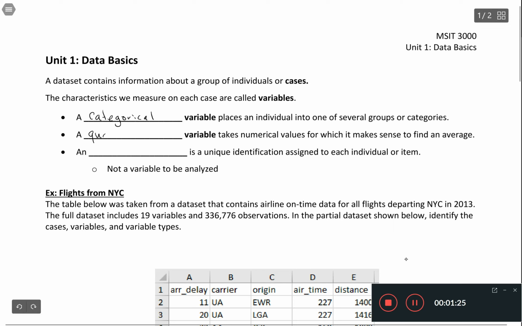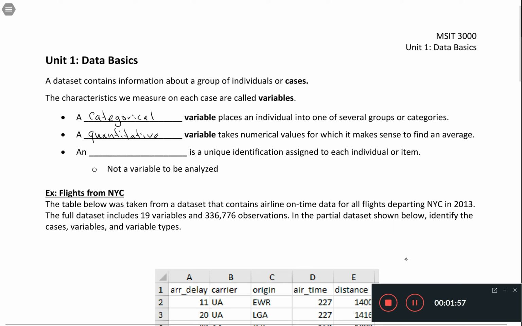A quantitative variable, it's kind of what it sounds like. Every case is going to be given a numerical value. So if I ask you what is your height, that's a quantitative variable. And notice that there's this little qualifier here, numerical values for which it makes sense to find an average. So that's excluding numbers like zip code, where really the purpose is to put people into categories, and it doesn't make any sense to say what's the average zip code in this class.